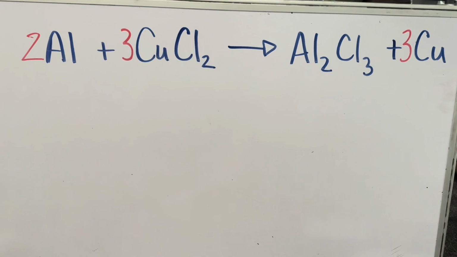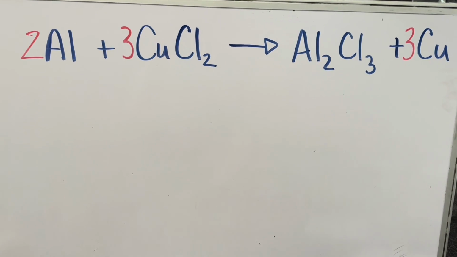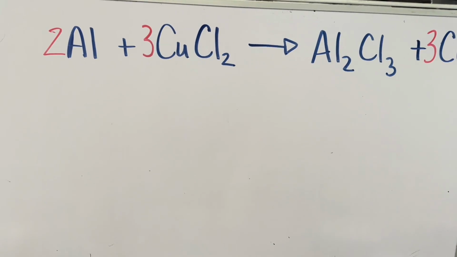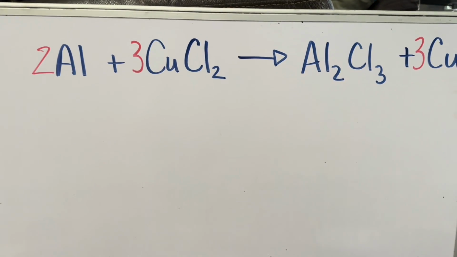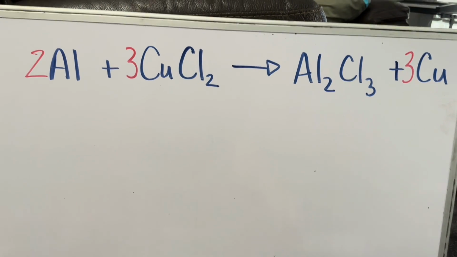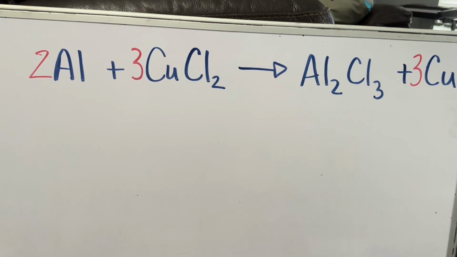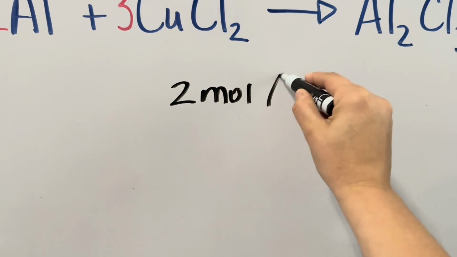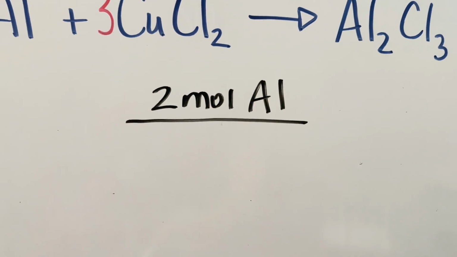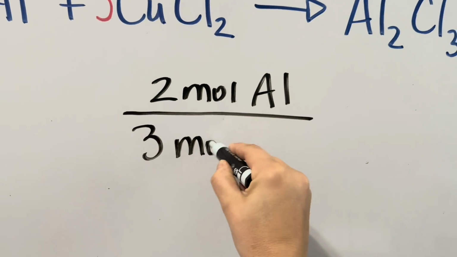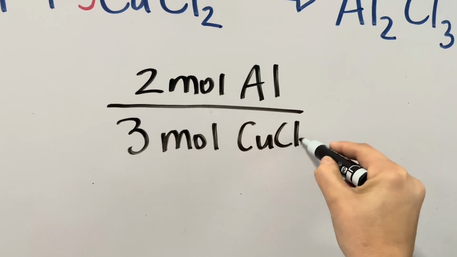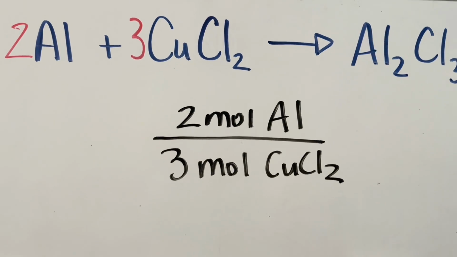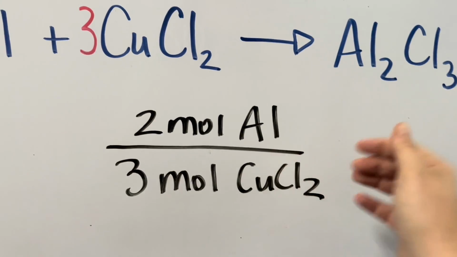Right. So since that is true, we can create ratios of these ingredients, if you will. So for example, we could relate each of these items, and we call those mole ratios because they're literally numbers of moles. So for this one, we could say every 2 moles of aluminum is equal to 3 moles of copper chloride. This is called a mole ratio. We are comparing moles required of one thing and moles required of another thing.